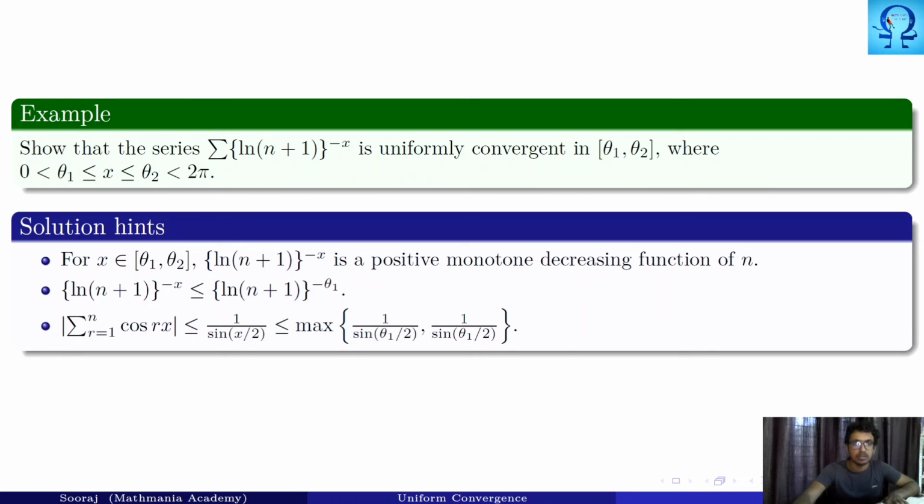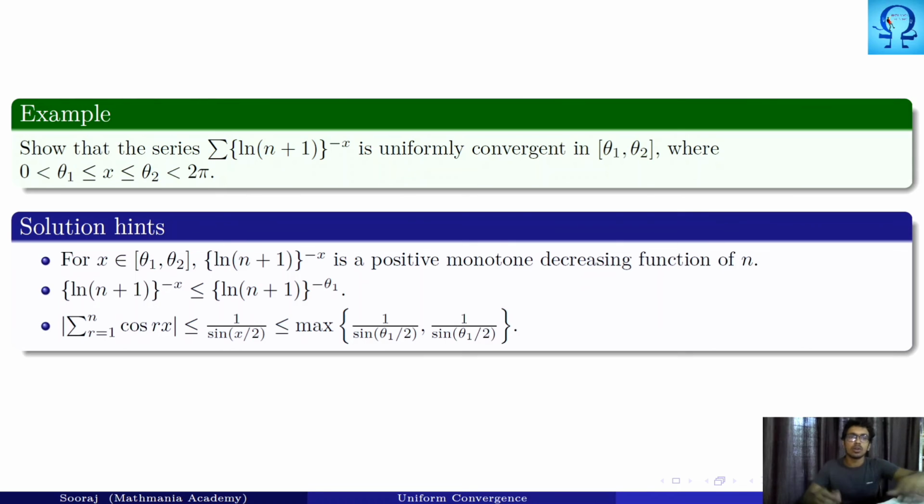Just a minute. There is a typo in the question. It is multiplied with cos nx as well. So this quantity has to be multiplied with cos nx as well. That is why we check that quantity, and this is 1 upon sin x upon 2, and this would be the maximum of this quantity. Now that we have established all the requirements, that is, we have proved all the hypotheses of the Dirichlet test, we can very well conclude that it converges uniformly.